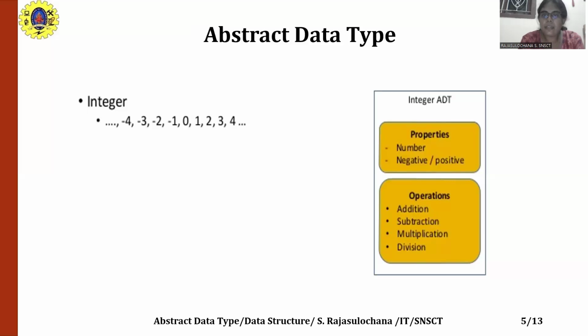For example, take the integer abstract data type. As I said in the previous slides, an abstract data type contains the properties of the data and its associated operations. Here the properties of the integer ADT are that it is a number, and this integer can be negative or positive. And as for the operations of the integer ADT, with these integers I can perform addition, subtraction, multiplication, and division. But I will not discuss how these operations are performed. So are you clear? The same can be applied to any ADT.